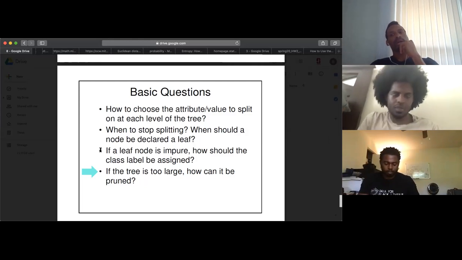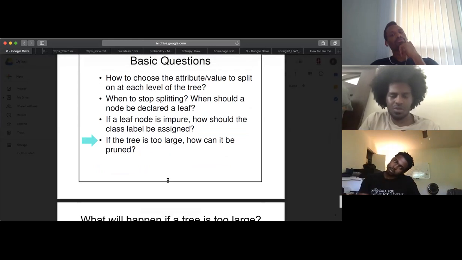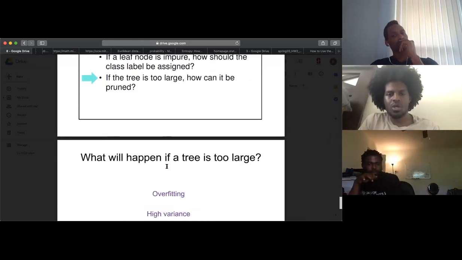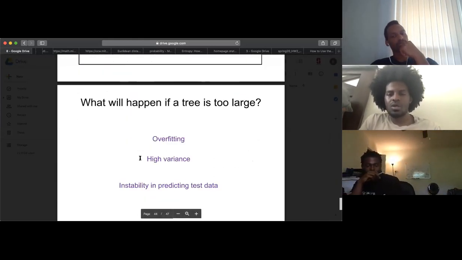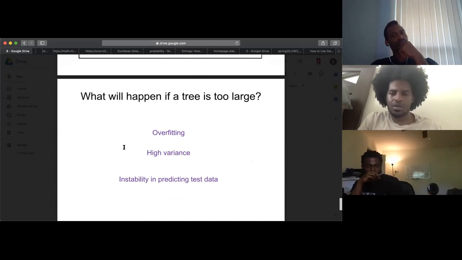So if the leaf node is impure, how should the class label be assigned? We just answered that. And now if the tree is too large, how can it be pruned? So trees being too large means that you have too many branches and too many leaves. So you'll lead to overfitting. This is where we're talking about you do the splits.